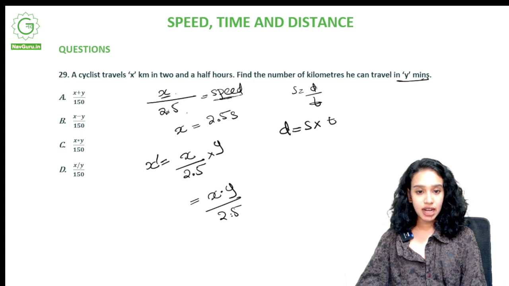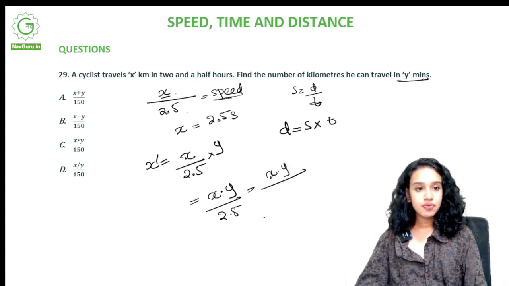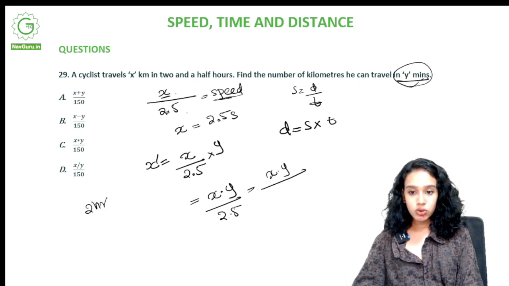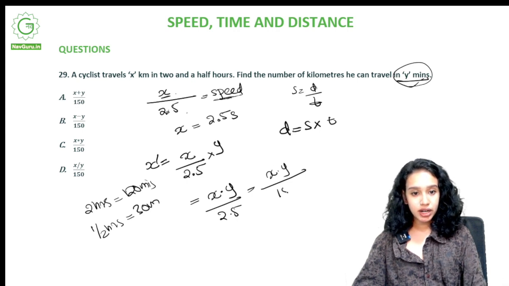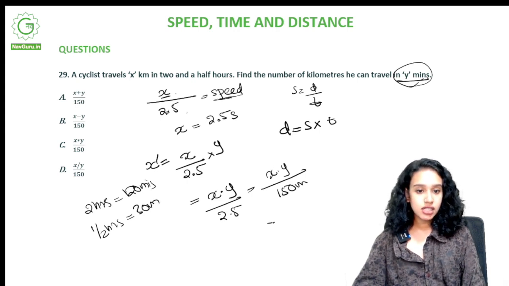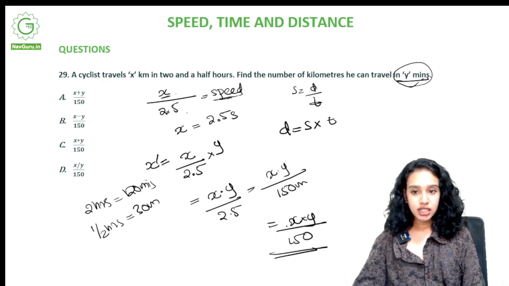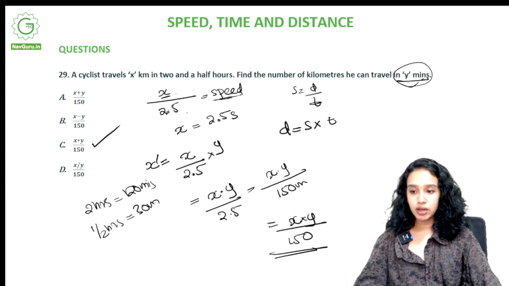This is 2.5 hours. So how many minutes is that? We have to express it in minutes, right? 2 hours is equal to 120 minutes and half an hour equals 30 minutes. So this becomes 150 minutes. So the answer is X into Y by 150, right?